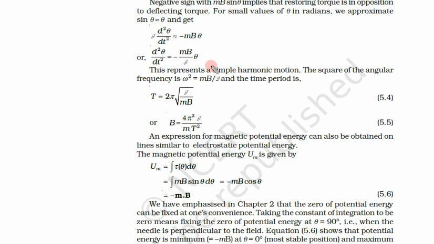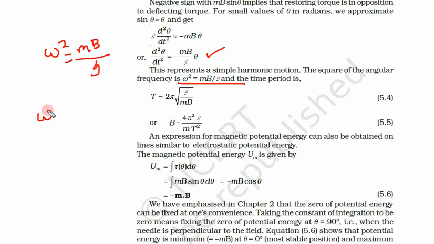So we have got this equation of simple harmonic motion, and from that equation we got angular frequency omega square is equal to mB upon I. This is italic I, that means moment of inertia. What is moment of inertia? As in normal motion there is mass, in rotational motion there is moment of inertia. So this is the equivalent of mass in rotational motion.